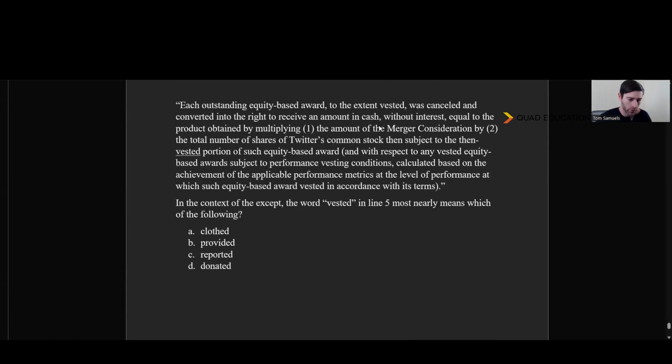So some more Twitter 8K for you. See what you can do. Okay, let's take a look at this one. Really quickly read this excerpt and see what we can do.